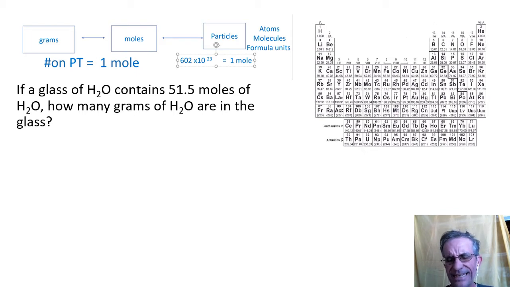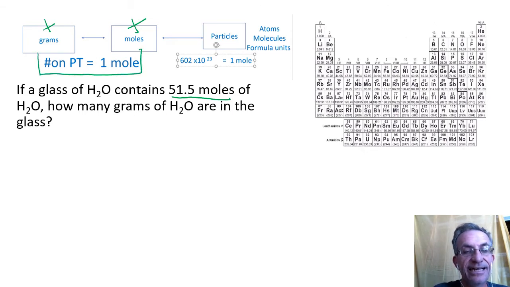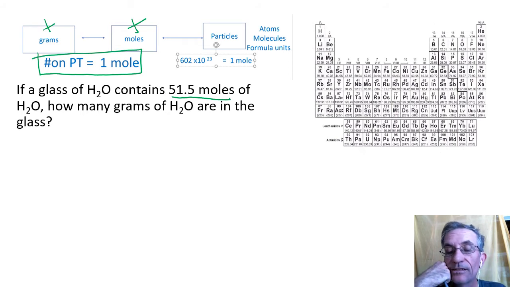All right, so I think that diagram I put up on the top there is going to help you out. If we are starting off with moles, a glass of water contains 51.5 moles of water, we're starting here and I am trying to go to grams. The way that moles and grams are linked is the periodic table. So we're not going to be using Avogadro's number, 6.02 times 10 to the 23. All we have to use is the periodic table.